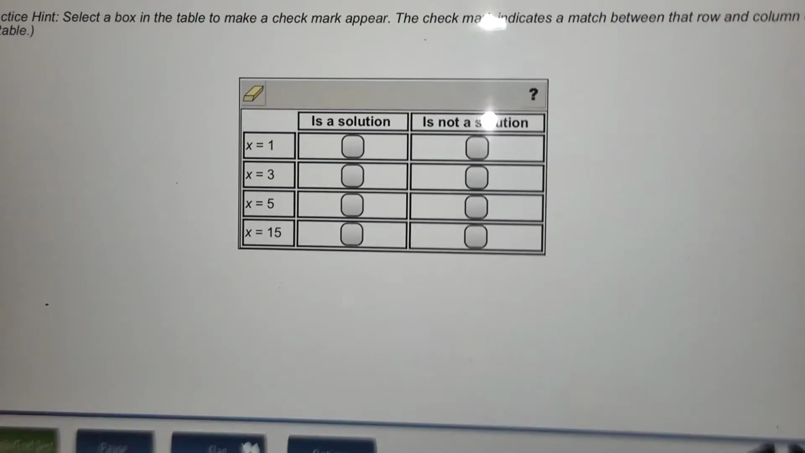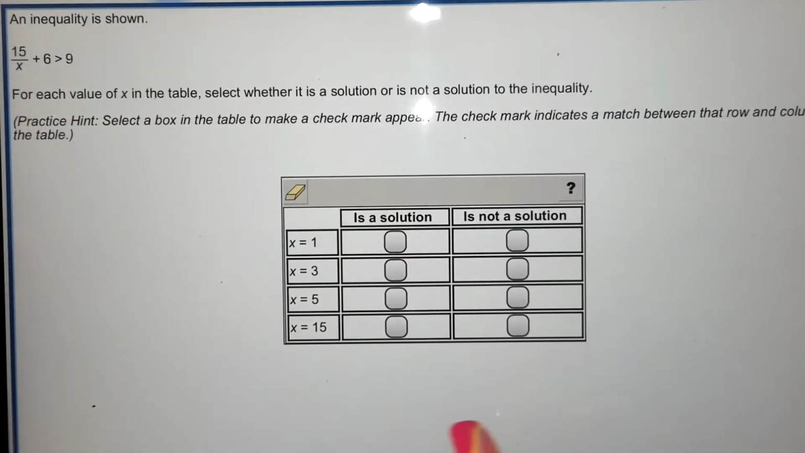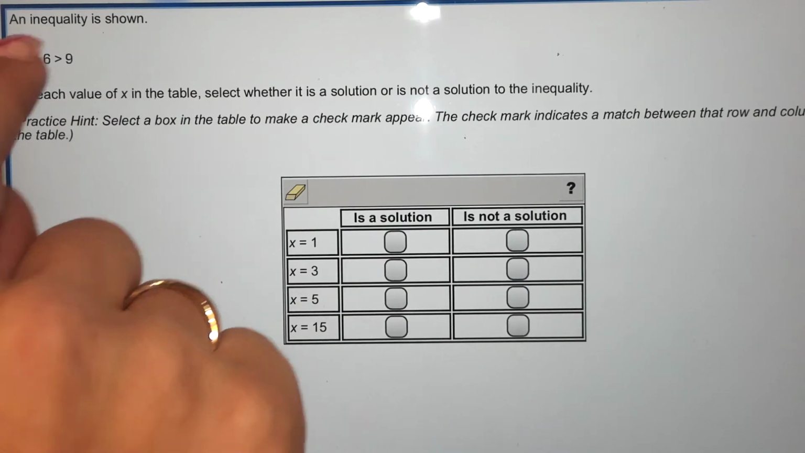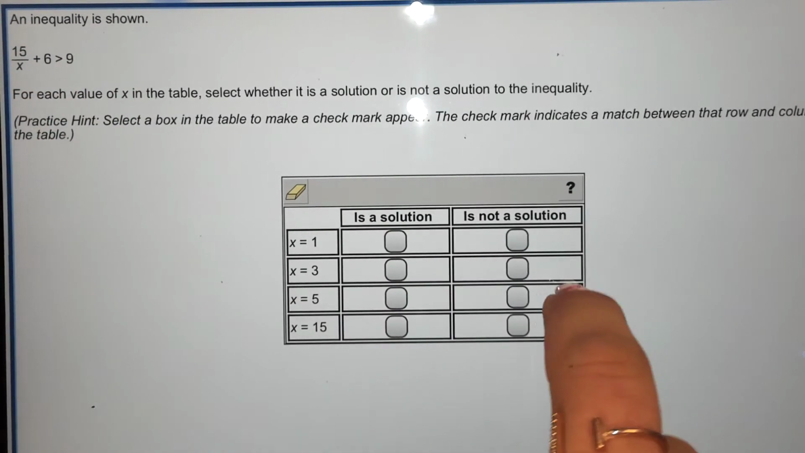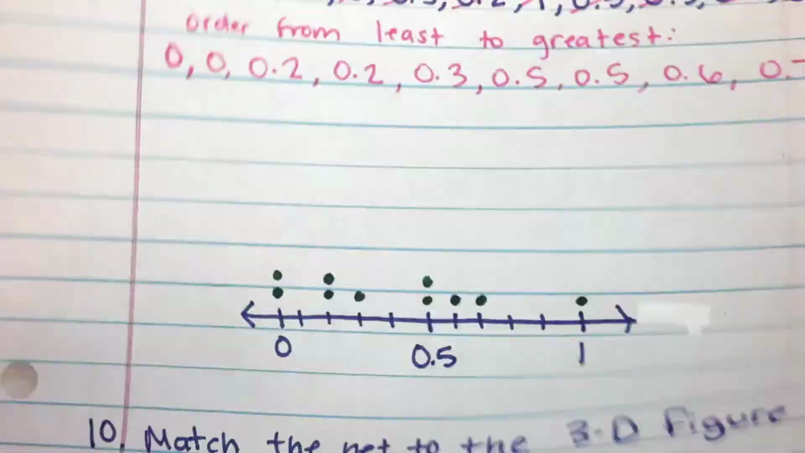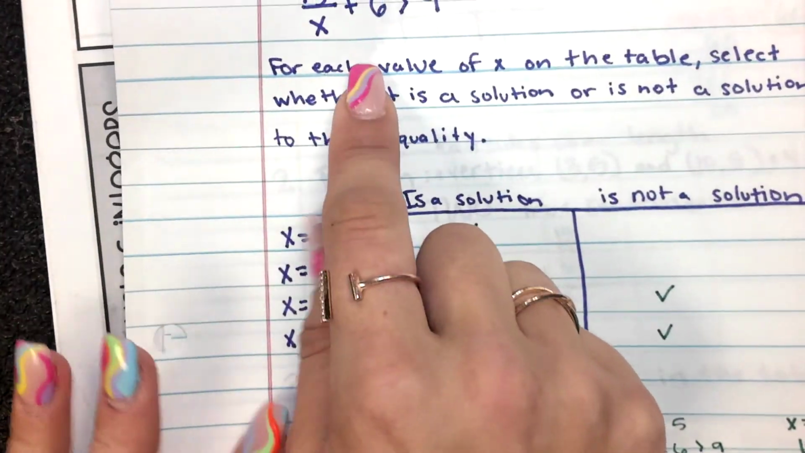All right, now this one. Mark your solutions. So we have this inequality up here, and we have to plug in for x a 1, a 3, a 5, and a 15 and tell if it's true or not. Is it a solution or is it not a solution? So we go over and I write each one of them out. Okay, here's my original number, and I'm going to plug them in.